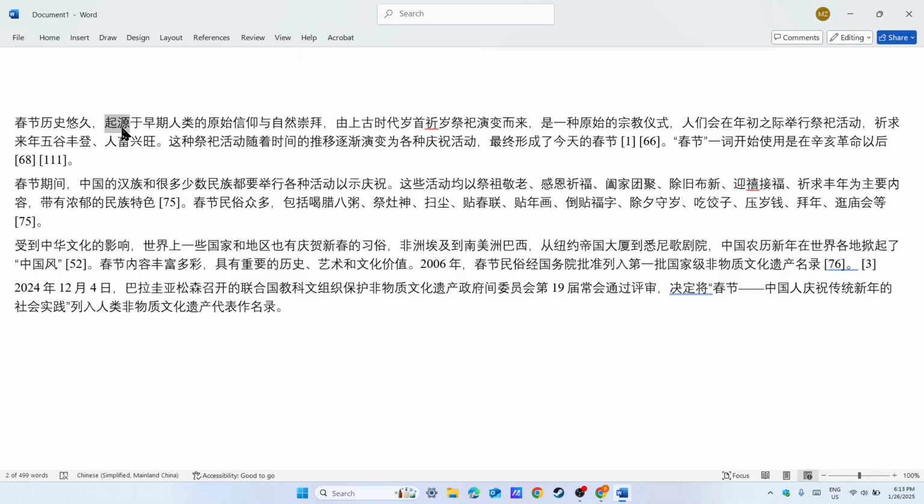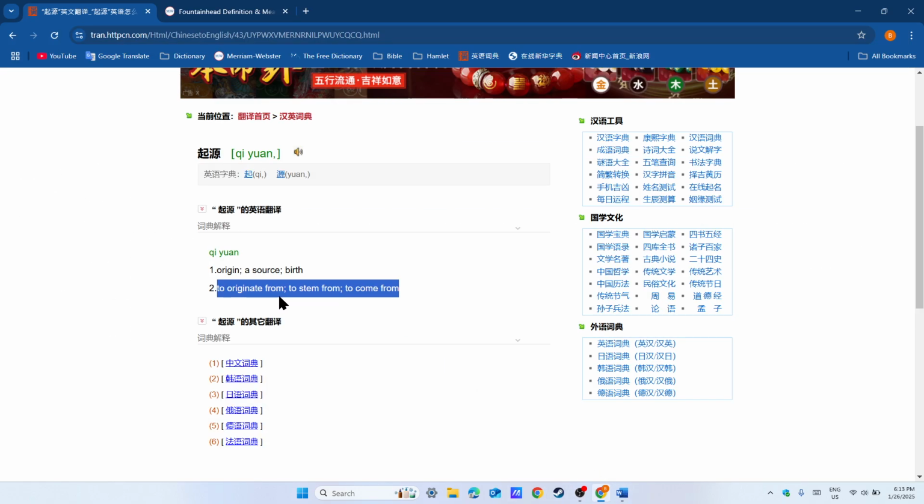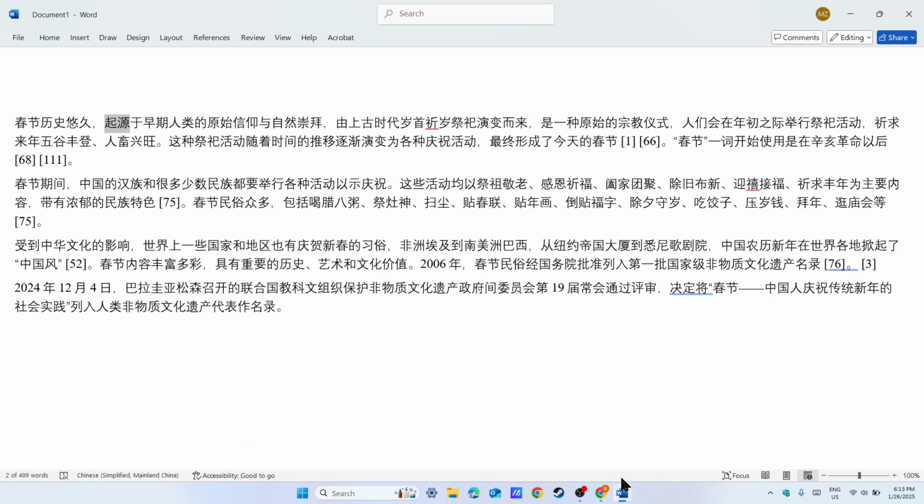Qiyuan. When these are combined, we can look at it as equivalent to the English verb phrase, qiyuan. It means to originate from, to stem from or to come from. And this word, yu.